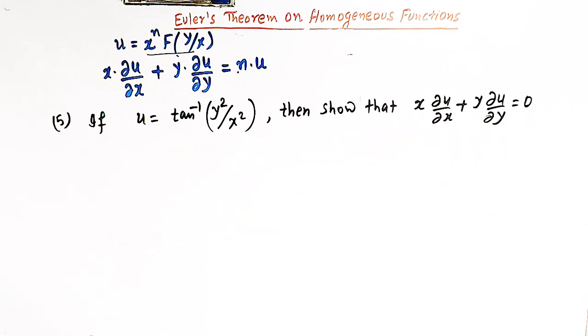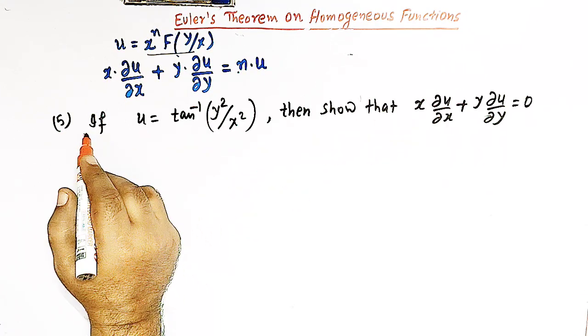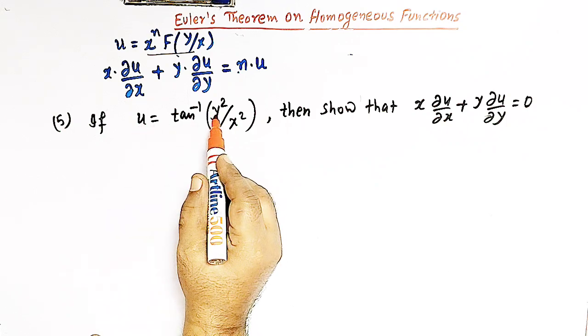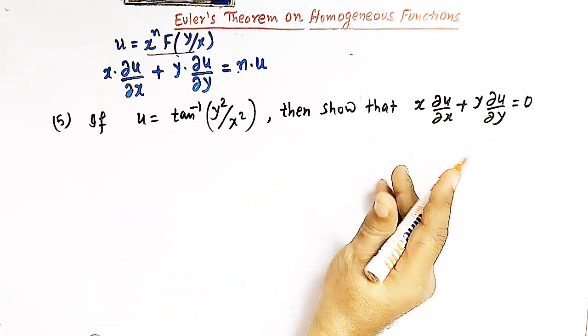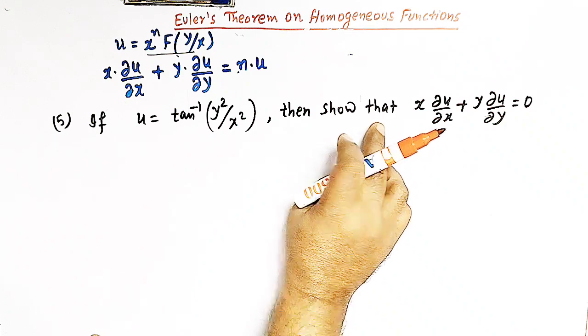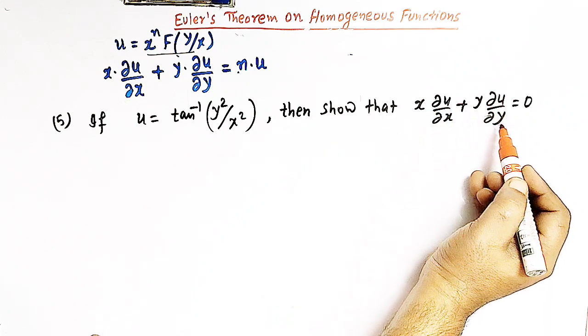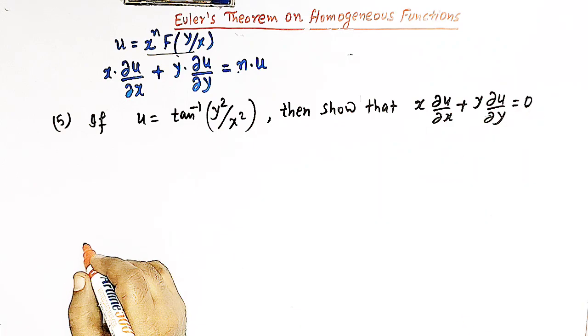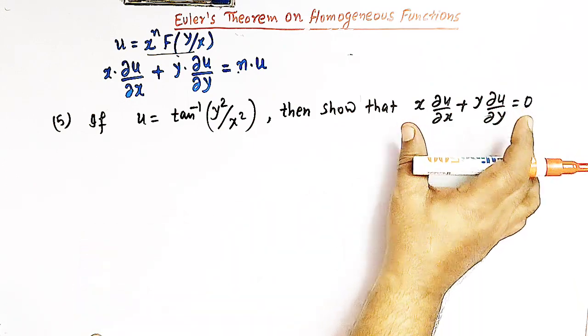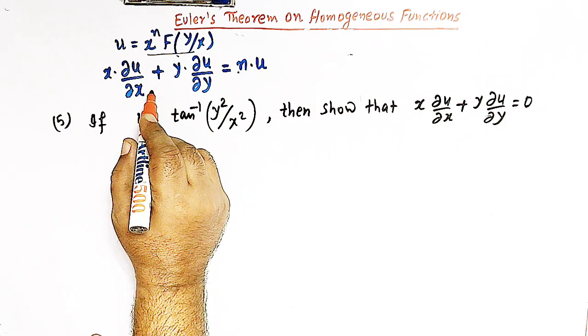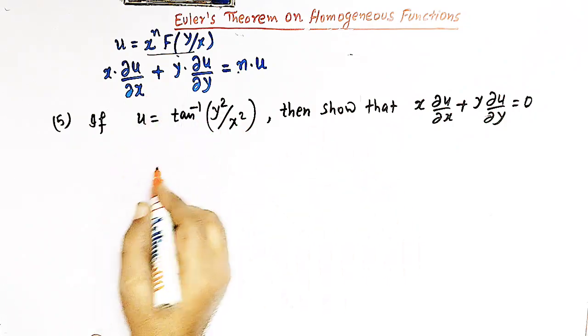Now consider one more problem. So here we are given a function u is equal to tan inverse y square over x square, and then we have to show that x del u over del x plus y times del u over del y is equal to 0, right? So this result also follows directly from Euler's theorem. And let us see how.